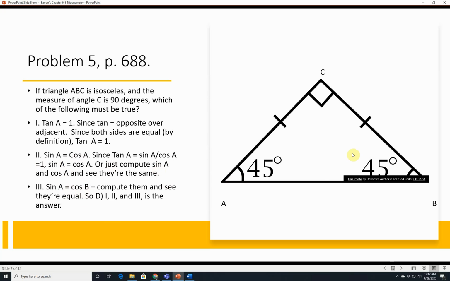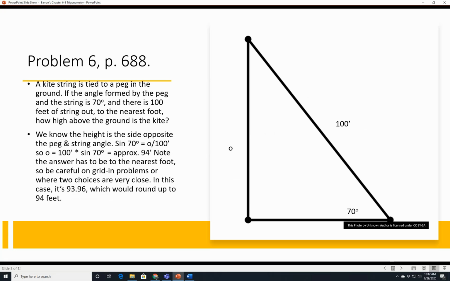Sine of A is equal to cosine of B. Well, cosine of B would be the adjacent over the hypotenuse. And sine of A would be the opposite, so it's actually the same thing over this. So it's this side over the hypotenuse and this side over the hypotenuse, so they are exactly the same thing. So 1, 2, and 3 are true, so therefore D is the answer.